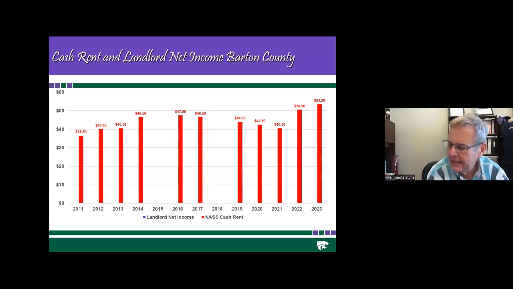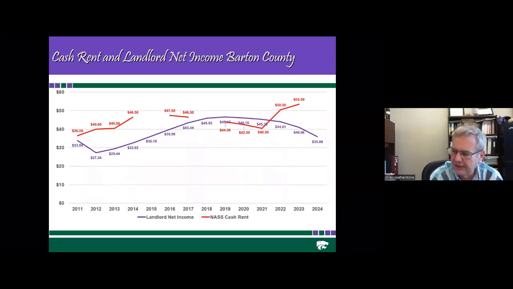Certainly not having data from time to time creates difficulties in mass appraisal from a use value perspective. Then the cash rent in 2016, 2017 went from 4750 to 4650. In 2018, there wasn't data again. And then in 2019 to 2021, it decreased. And then there was a pretty big bump up in 2022 to 5050. And then 2023, the most recent numbers were 5350.